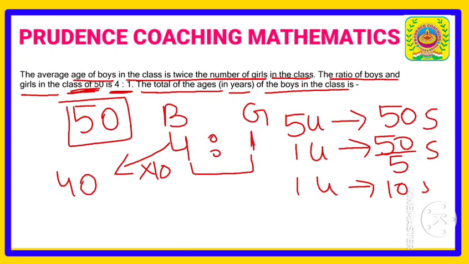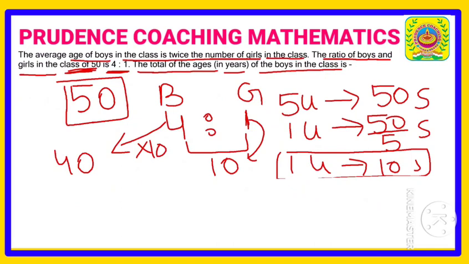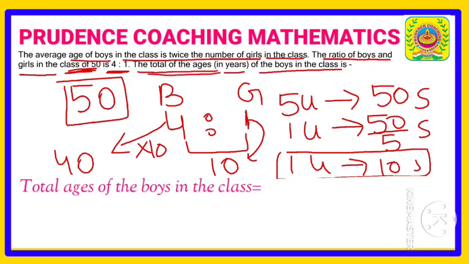Here the number of girls in the ratio is 1, and we know 1 unit is 10 according to the actual value. So we can say that the number of girls in the class is 10. So we have got the number of boys and the number of girls. Number of boys is 40 and the number of girls is 10. But here we are asked to find out the total ages of the boys in the class.